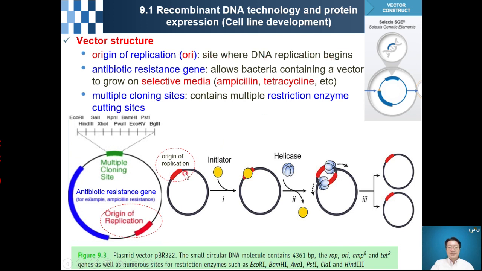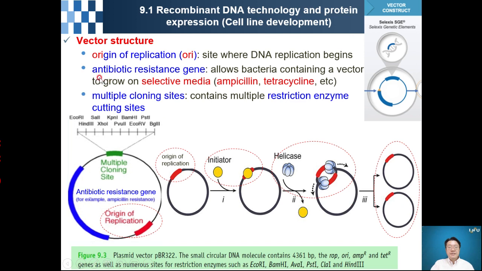Usually this is the origin of replication. First of all, initiator transcription factors bind to here, and after that, helicase unwinds the double-stranded DNA. After that, they will make 2 independent strands. They will replicate the plasmid, so one plasmid will become 2 plasmids. Two identical plasmids are like this.